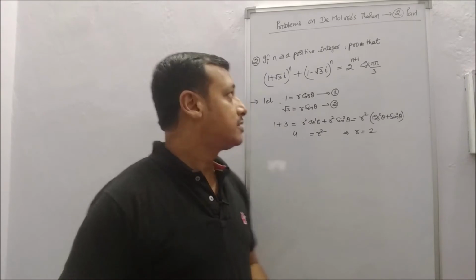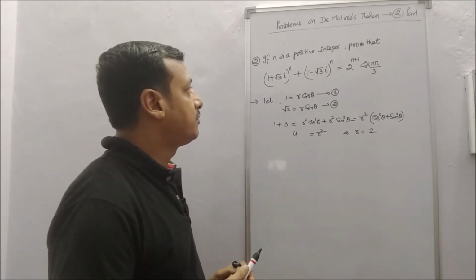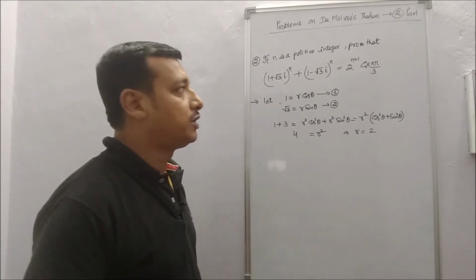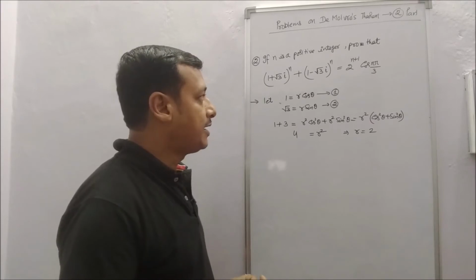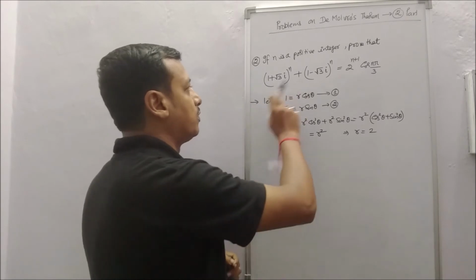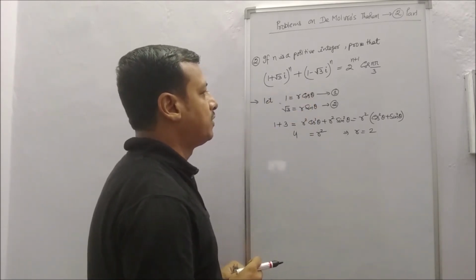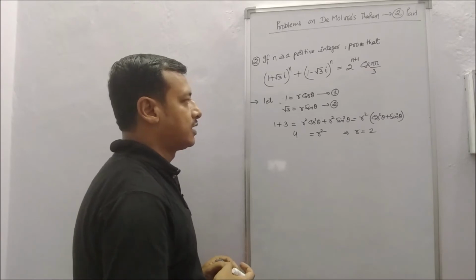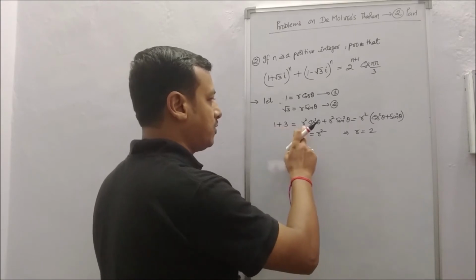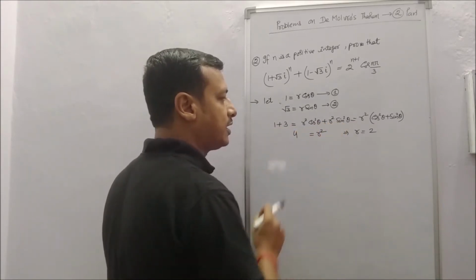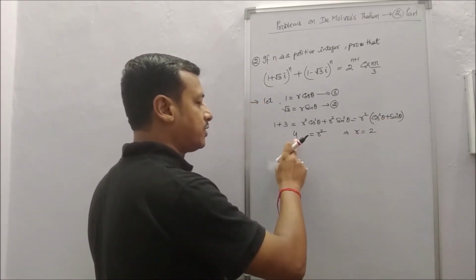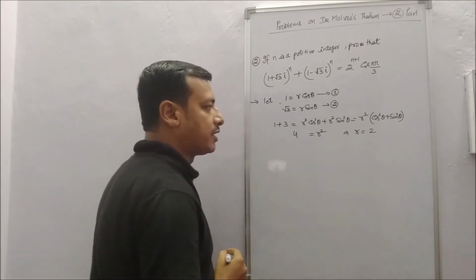The second problem is: if n is a positive integer, prove that (1 + √3 i)^n + (1 − √3 i)^n is equal to 2^(n+1) cos(nπ/3). For that, let 1 = r cos θ and √3 = r sin θ. Now squaring and adding equation 1 and equation 2, we have 1 + 3 = r² cos²θ + r² sin²θ = r²(cos²θ + sin²θ) = r². So r² is equal to 4, so the value of r is equal to 2.